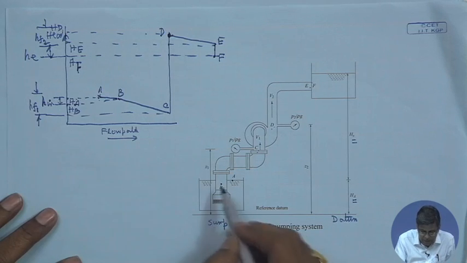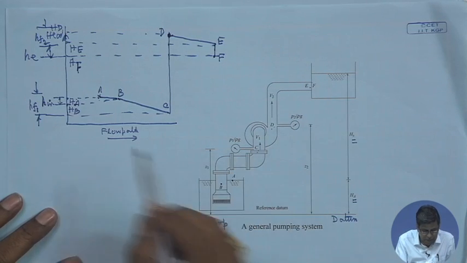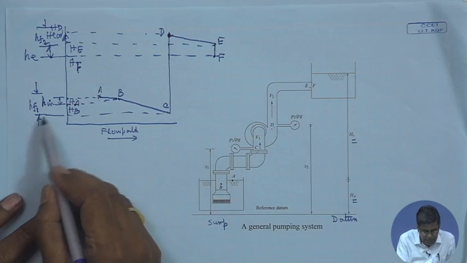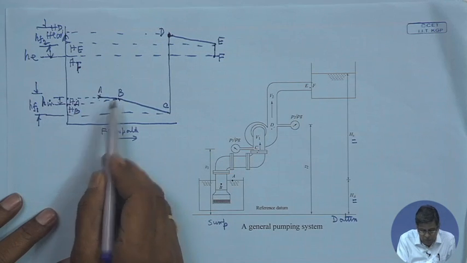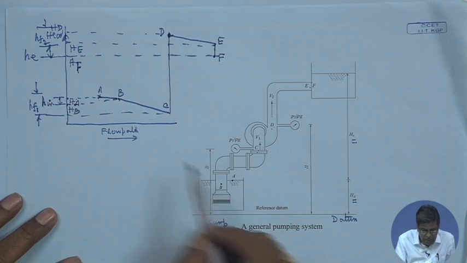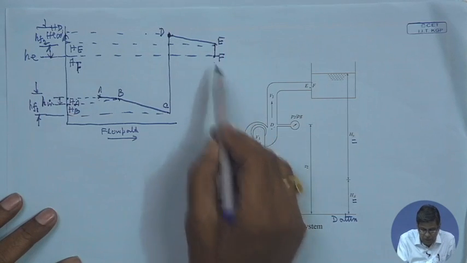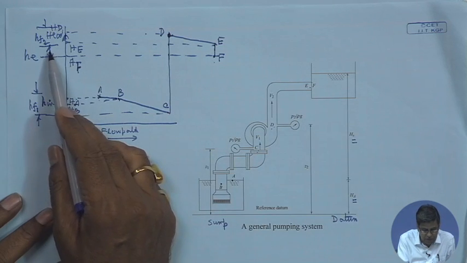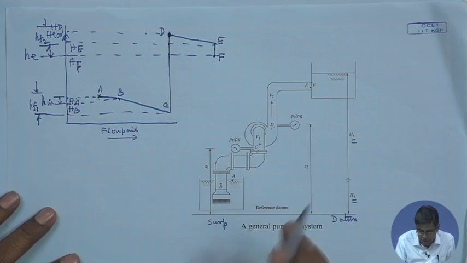H F 1 is the friction in the inlet pipe, H F 2 is the friction in the delivery pipe, H in is the A to B loss, that is inlet loss, it is also due to friction, and ultimately H E from E to F, that is the exit loss, that is the loss of kinetic energy, which is designated as H E. Okay.